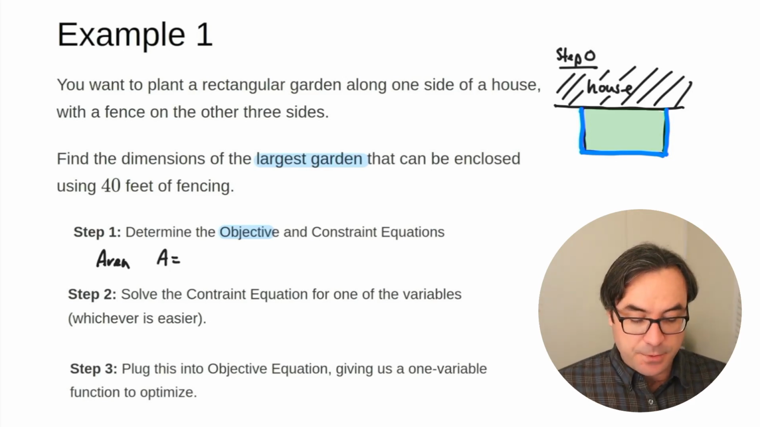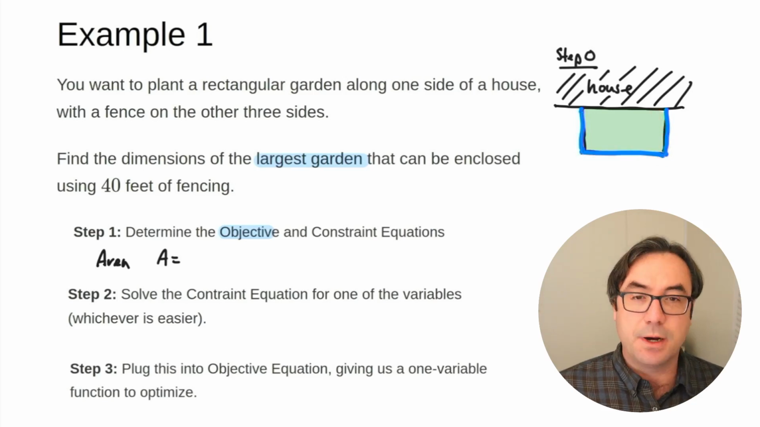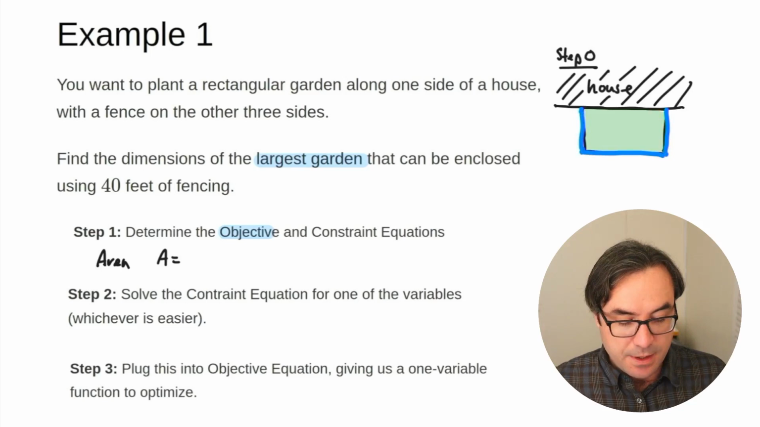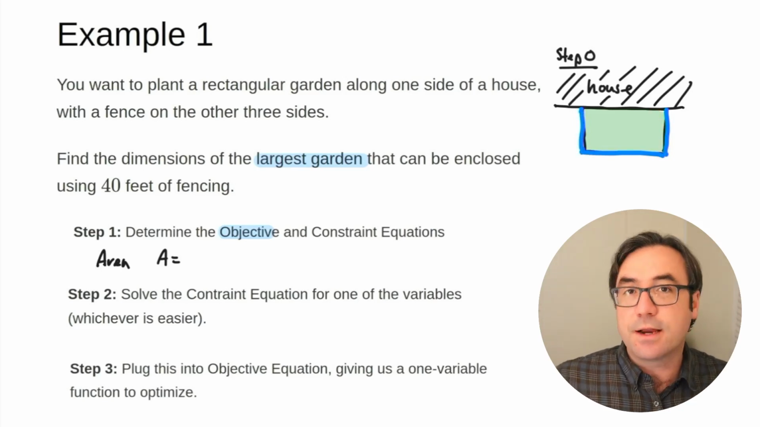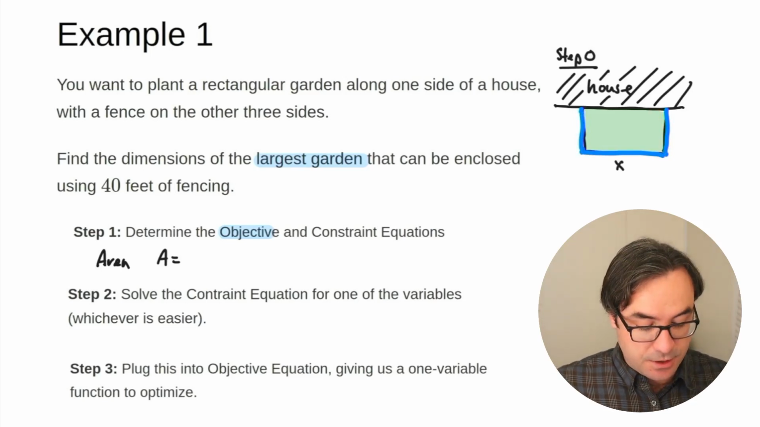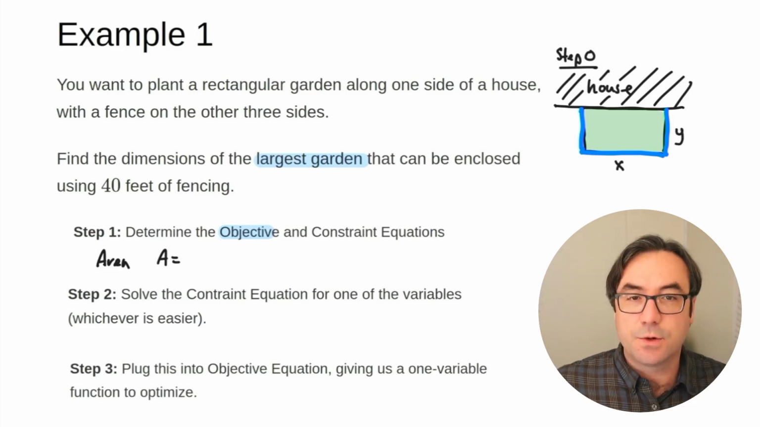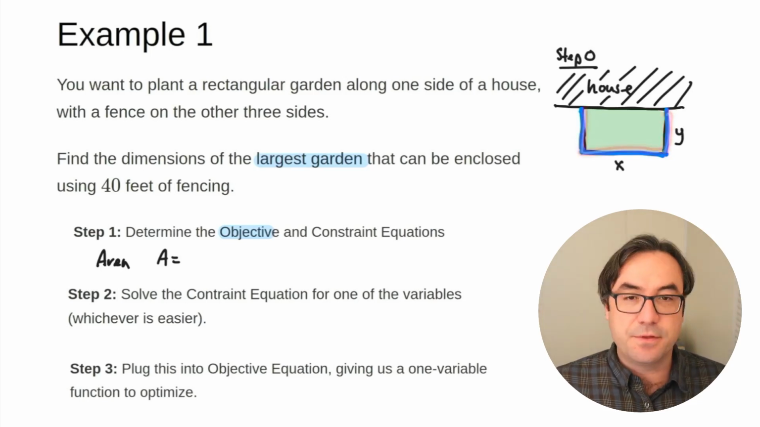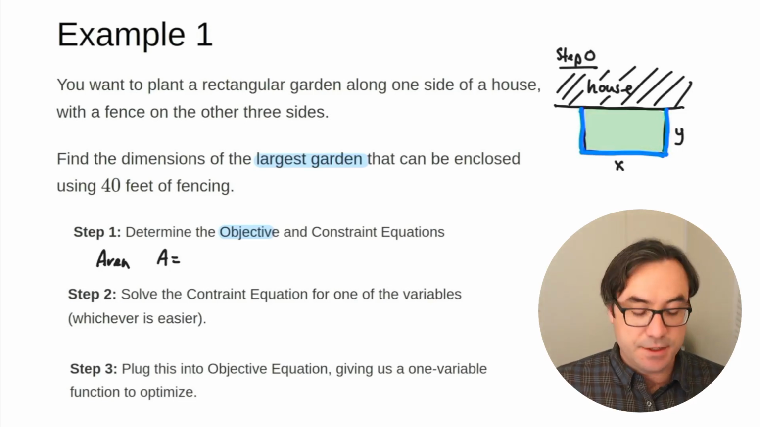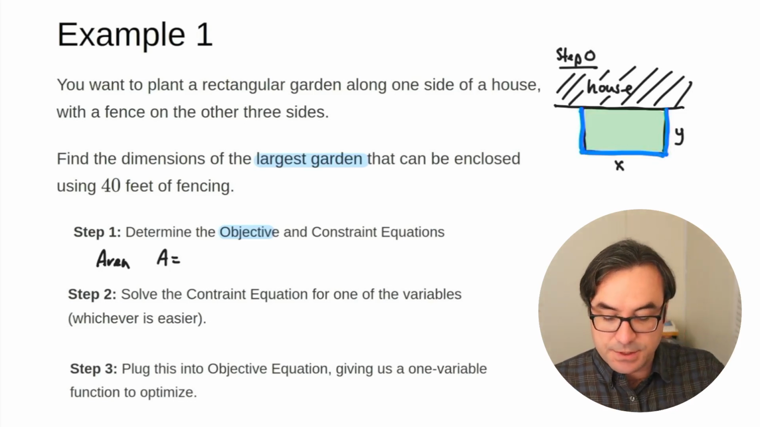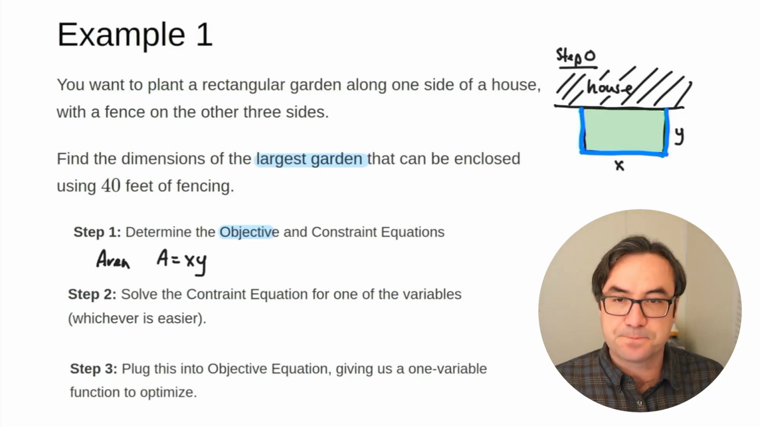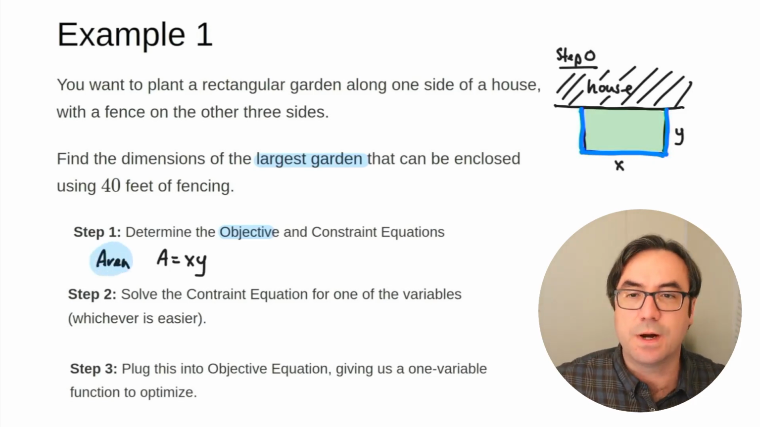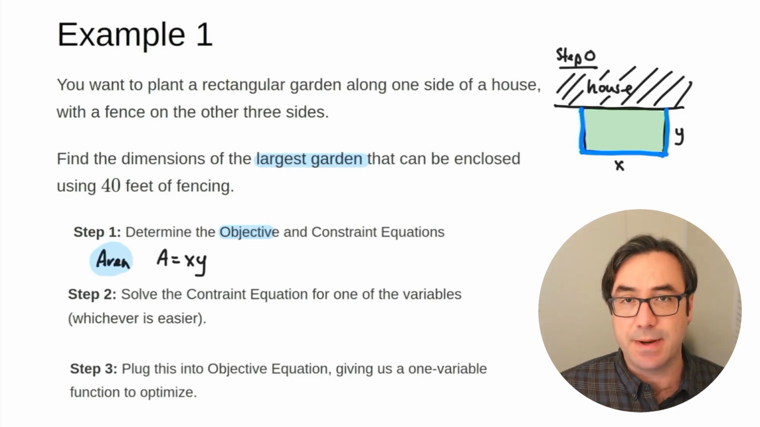All right, so we want the area of our garden. So far we have our diagram, but we don't have any variables. So usually we want to introduce some variables. And so for a rectangle, there's 2 dimensions. So let's call this one X and this one Y. So the area of this rectangle is just length times width. So it's X times Y in this case. All right, so this is our objective. That's our objective quantity. That's the thing we want to maximize or minimize.